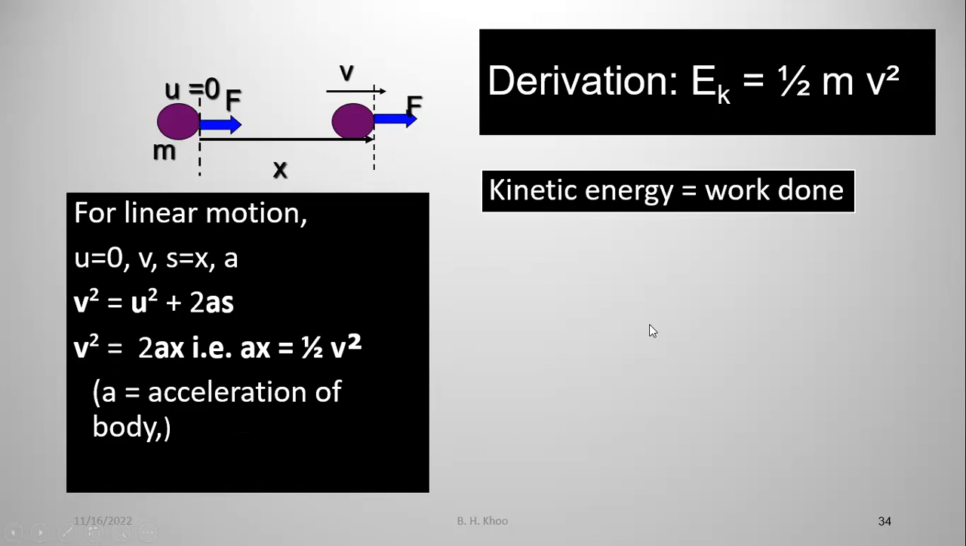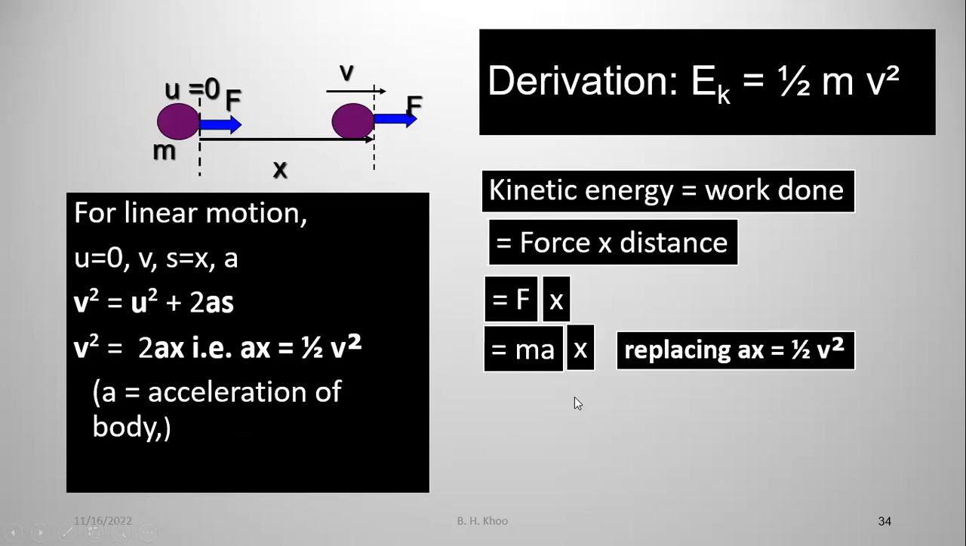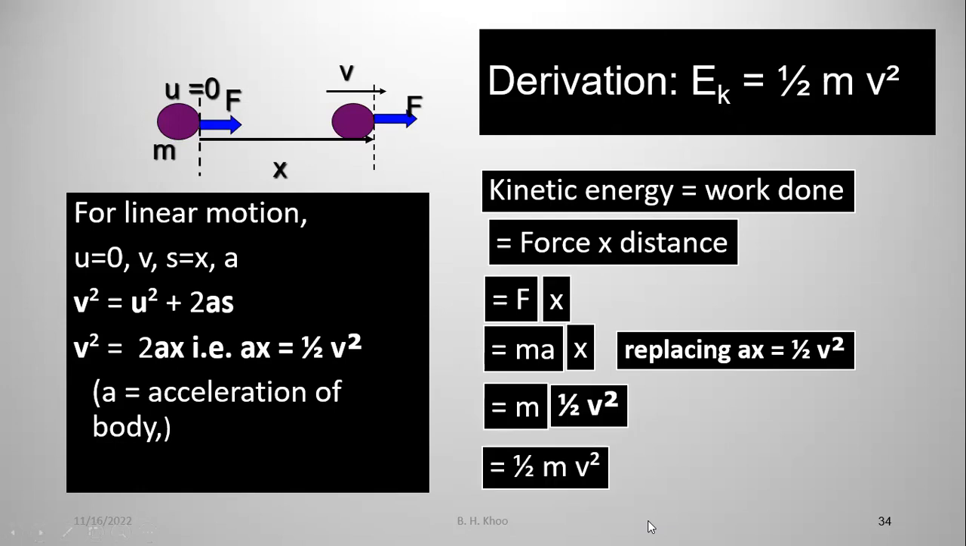So we use kinetic energy equals work done: force times distance. Force F, distance x. Then we can replace F with ma, times x. Replacing this ax with half v squared, that's how we derive our kinetic energy formula, half mv squared. You need to know how to derive it. Have a go. Close your book and do it on a piece of paper.